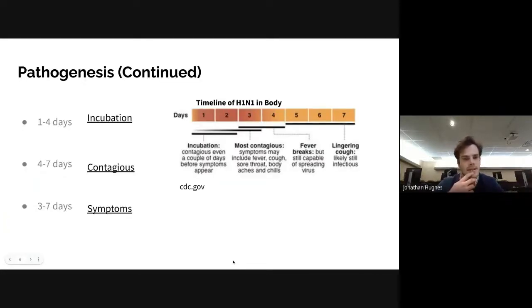Let's talk about more of the pathogenesis. So the incubation period is going to last about 1 to 4 days, while you're going to be contagious 4 to 7 days. That first day is usually 1 day after it started incubating, and then after you've incubated it, you're going to start showing symptoms around 3 to 7 days since you first were in contact, and you're going to have those major symptoms around days 3 to 4.